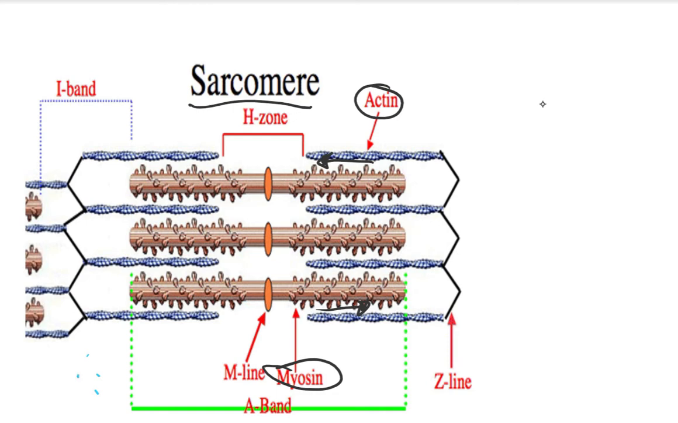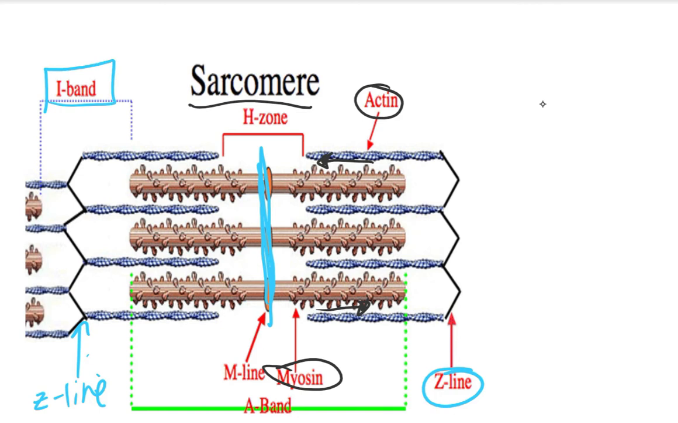So here we have the Z line, and we also have the Z line right here. The Z line marks the beginning and the end of a sarcomere. So the definition of a sarcomere is from the Z line to the Z line. A way to remember this is that Z is at the end of the alphabet, just like the Z line is at the end of a sarcomere. Here in the middle, we have what's called the M line. If you remember M for M line and M for middle, this should help you remember what the M line is. Additionally, we have what's called the I band.